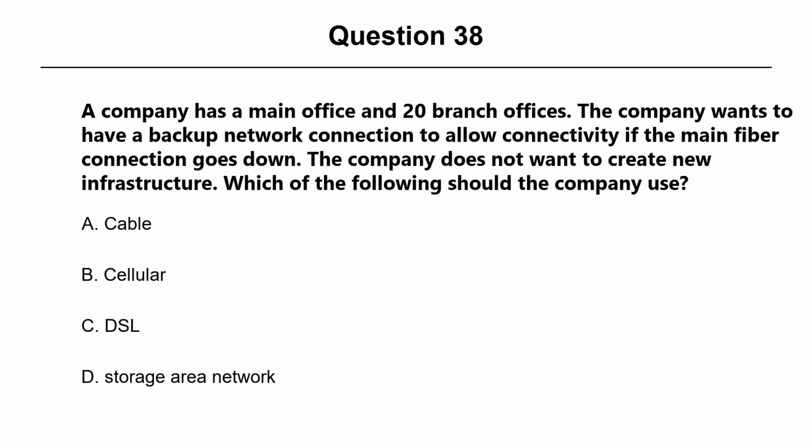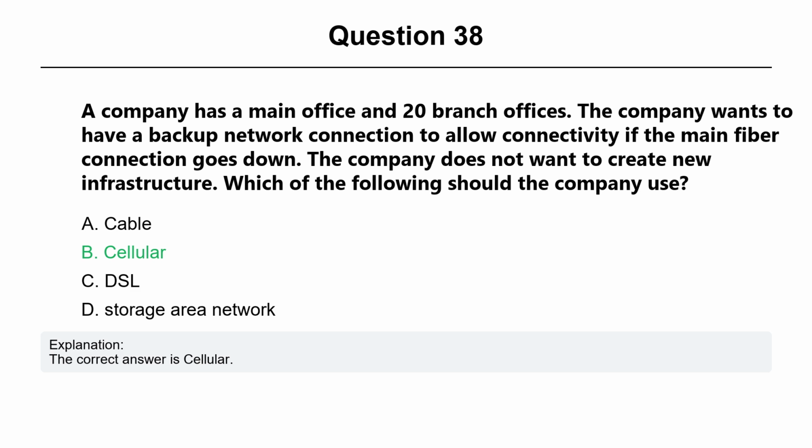Question 38. A company has a main office and 20 branch offices. The company wants to have a backup network connection to allow connectivity if the main fiber connection goes down. The company does not want to create new infrastructure. Which of the following should the company use? Option A, cable. Option B, cellular. Option C, DSL. Option D, storage area network. The correct answer is option B, cellular.